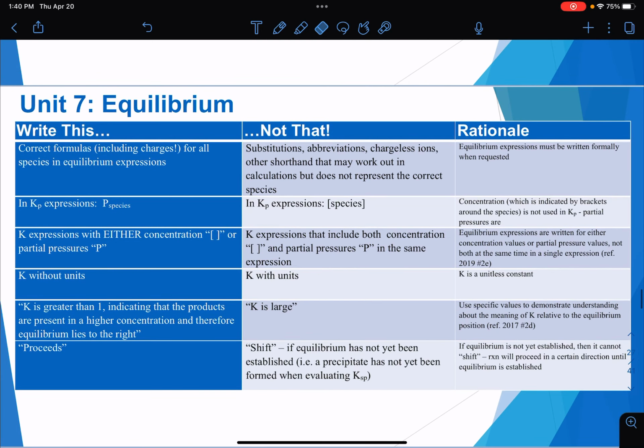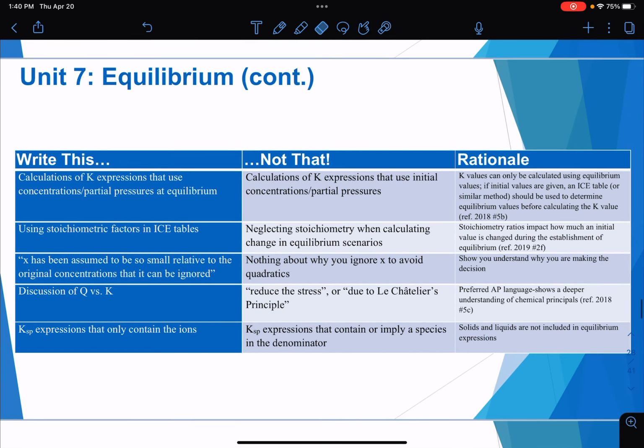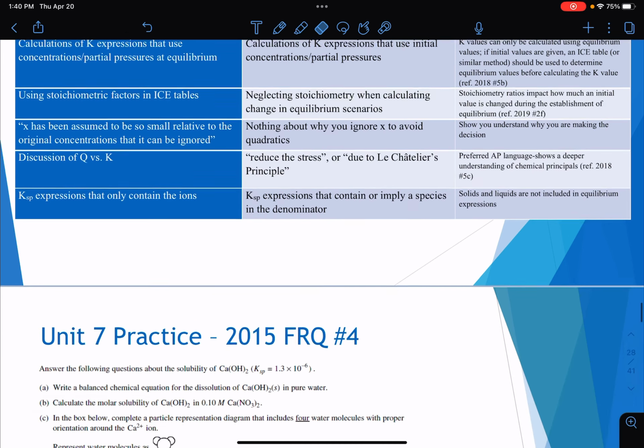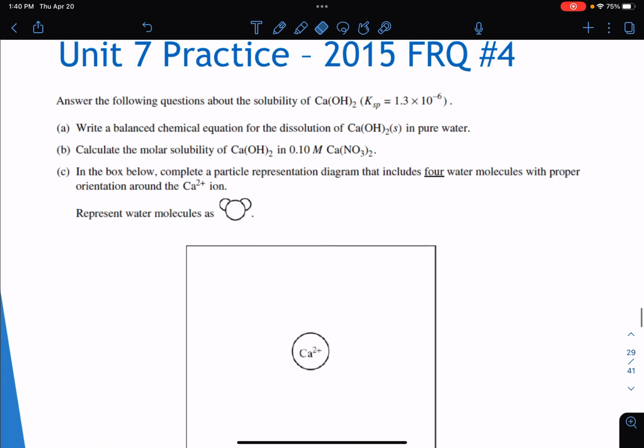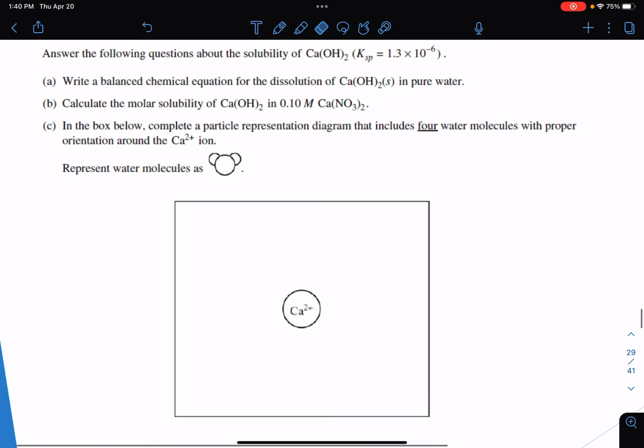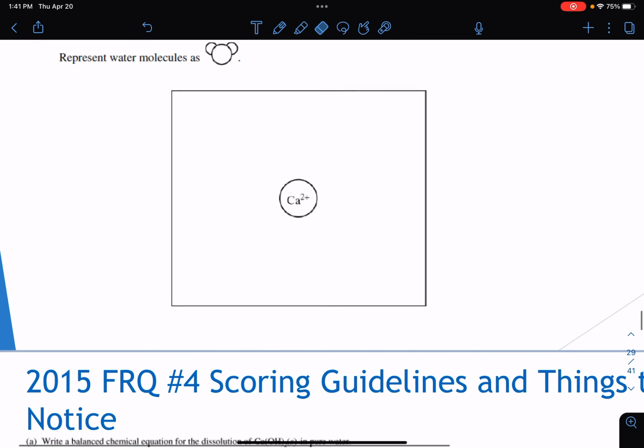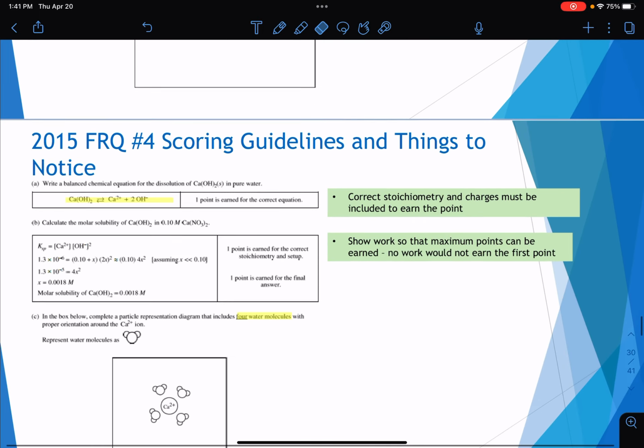Pause and read through the specifics about Unit 7. And here's some more. And here's a practice question for Unit 7. Pause to work this out. Here's the scoring guidelines.